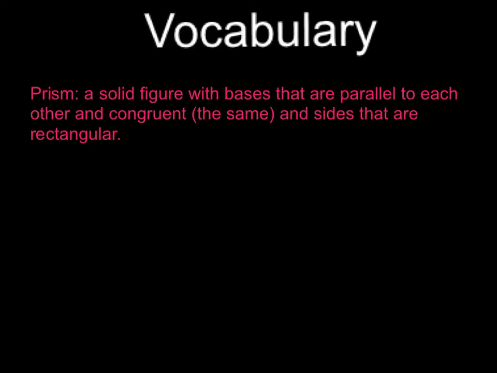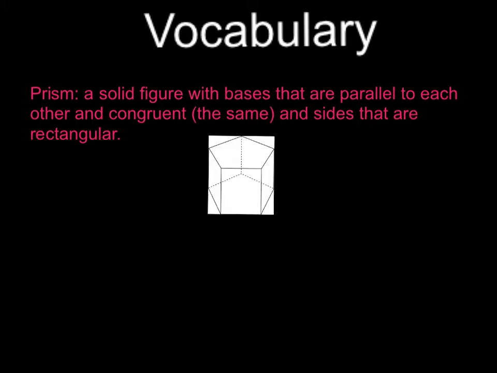Here is today's important vocabulary. A prism is a solid figure with bases that are parallel to each other and congruent, or the same, and sides that are rectangular. Here is a picture of a pentagonal prism. Both of the bases are made up of pentagons.